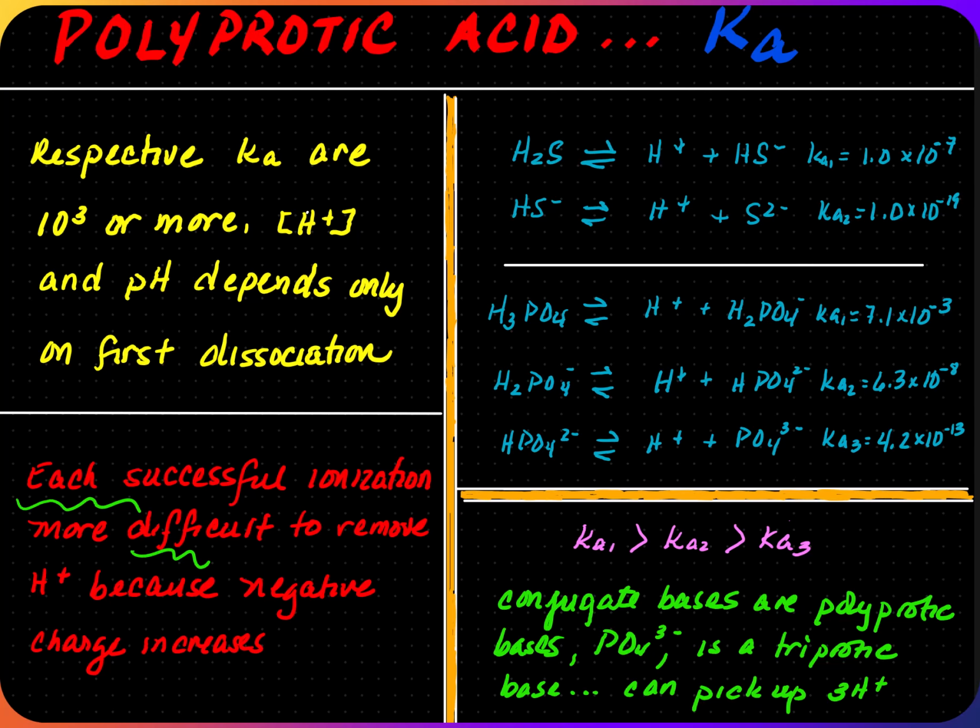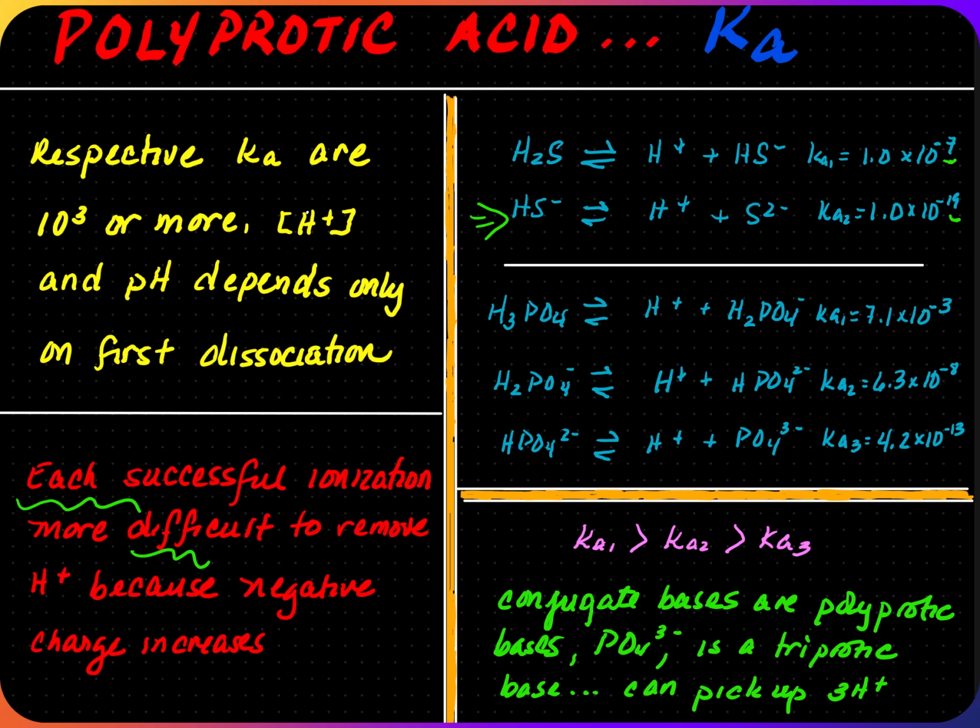Example, H2S, hydrosulfuric acid, dissociates into H+ plus HS minus. Its Ka1, which is the dissociation of the first hydrogen, is 1.0 times 10 to the negative 7th. We take the HS minus ion and dissociate it again, into H+ plus S2 minus. Our Ka2 is equal to 1 times 10 to the negative 19. So the difference between negative 7 and negative 19 is so big, the second dissociation will hardly contribute to the H+ ion concentration.